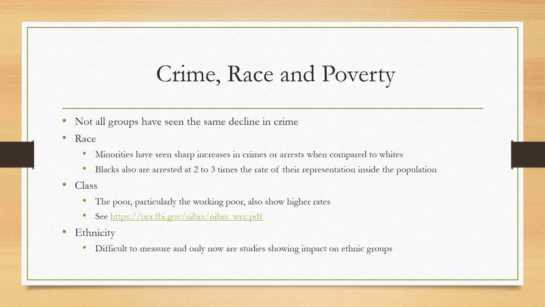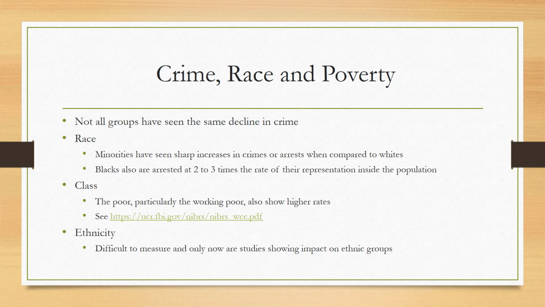All right. Crime, race, and poverty. A few other things to talk about. Not all groups have seen the same decline in crime. Racial minorities have seen sharp increases in crimes and arrests as compared to whites. Now, it's been falling for everybody. But for example, one of the statistics I saw recently was that African Americans in North Carolina are 3 times as likely to be arrested for simple possession of marijuana as whites are. Now, trust me, there's not 3 times as many African Americans in North Carolina as whites. So you have to ask the question, why is this happening?